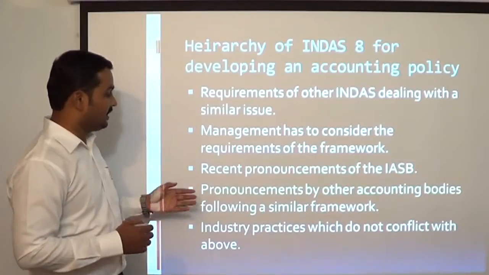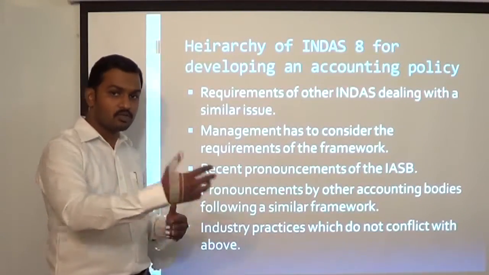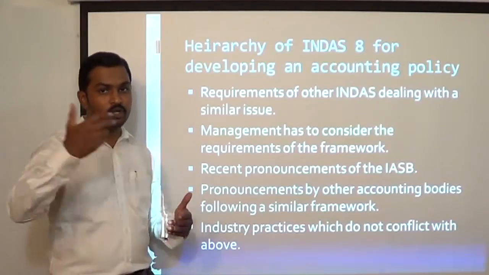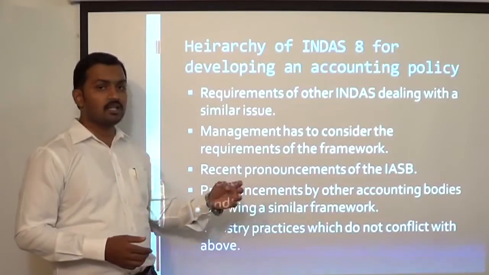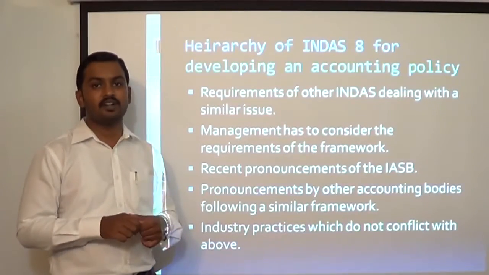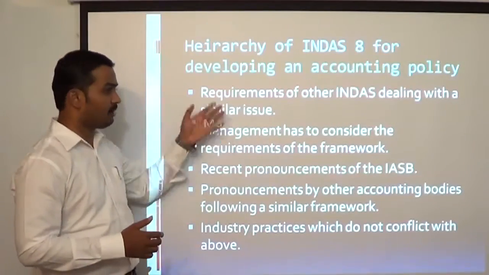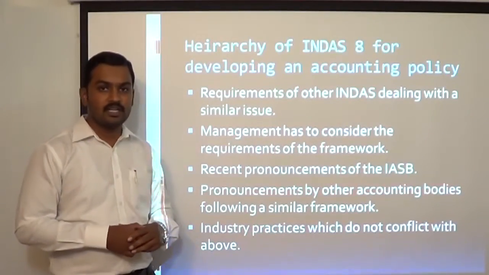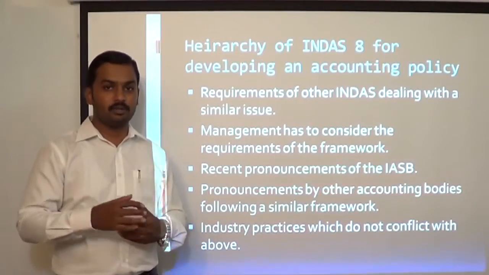Then recent pronouncements of the IASB. The IASB has come out with certain recent pronouncements dealing with similar issues. What are those pronouncements saying that you have to follow? Pronouncements by other accounting bodies which have a similar framework of accounting. Next is industry practices which do not conflict with the above documents. In such cases, you have to refer to these things while you are developing an accounting policy.